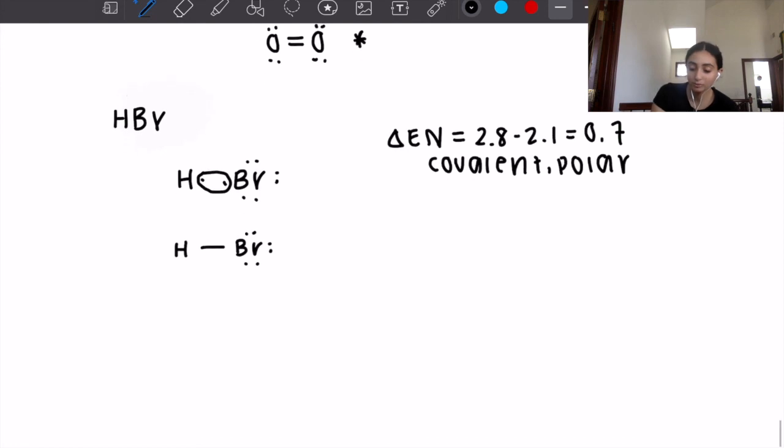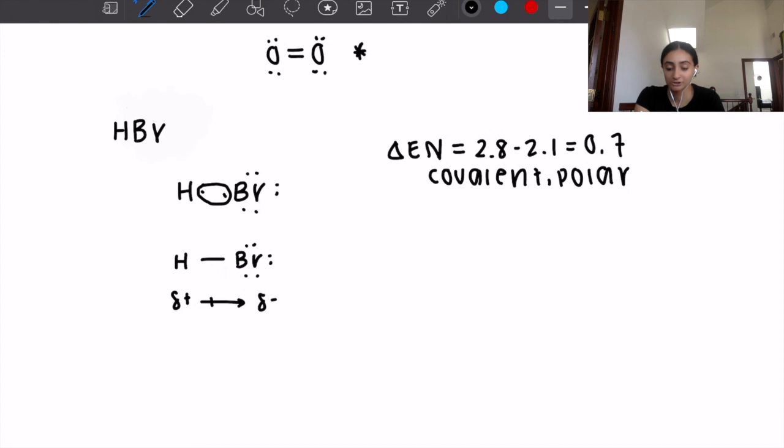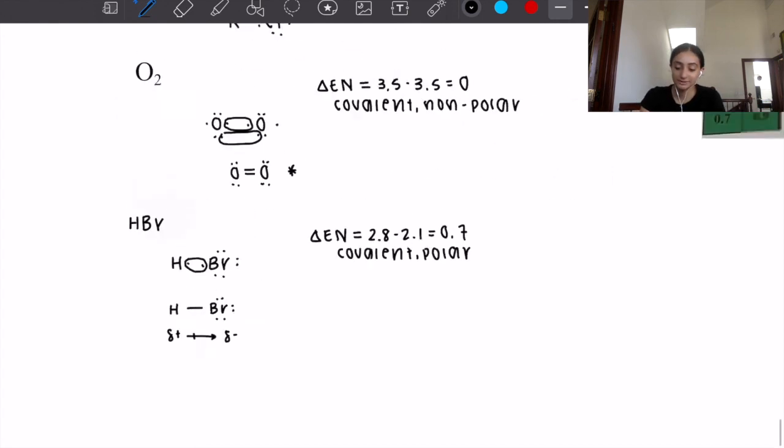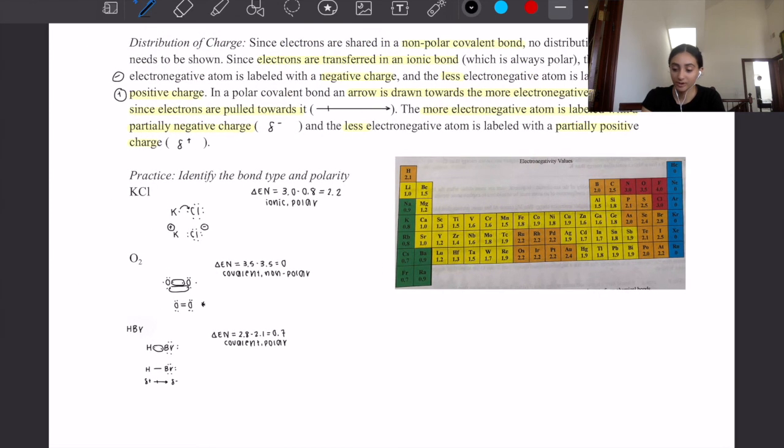And we know that bromine is more electronegative, so the arrow is going to be going this way. And bromine is going to have a partially negative charge, and hydrogen will have a partially positive charge. Bromine partially gained the electron from hydrogen, and hydrogen partially lost its own electron. So that is the practice with these 3 kinds of bonds, and that concludes our discussion on bonding and polarity.